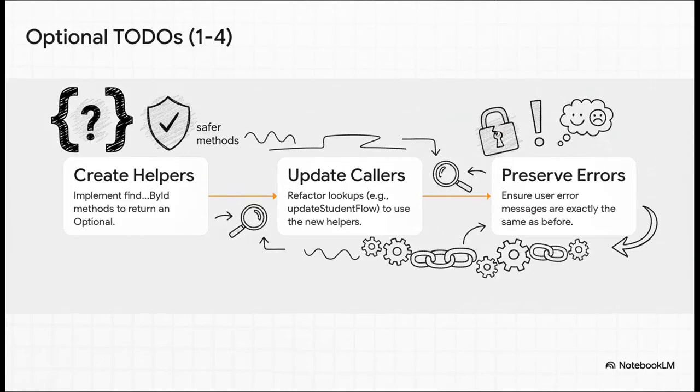So here's your game plan for this section. First, you're going to create 2 new helper methods that wrap their results in an Optional. Then you'll hunt down the places in your code that look up students and courses and switch them over to use these new, much safer methods.